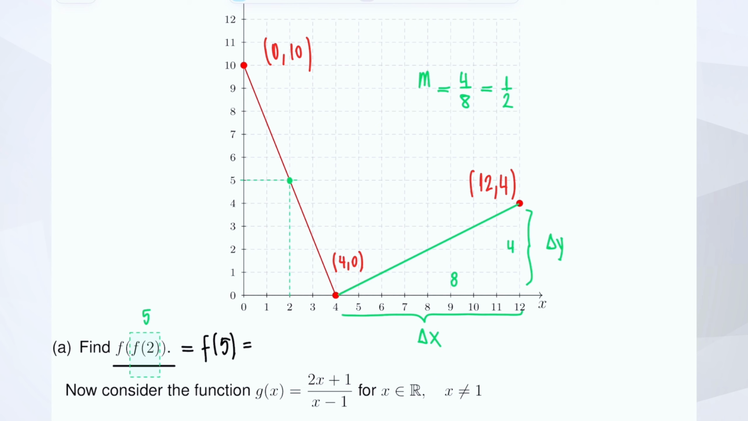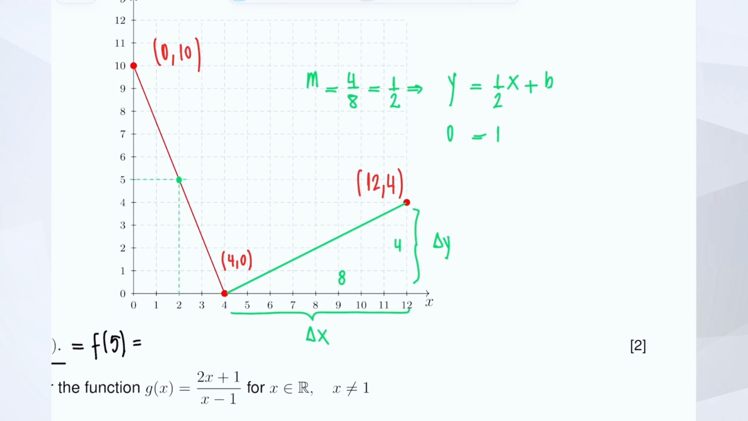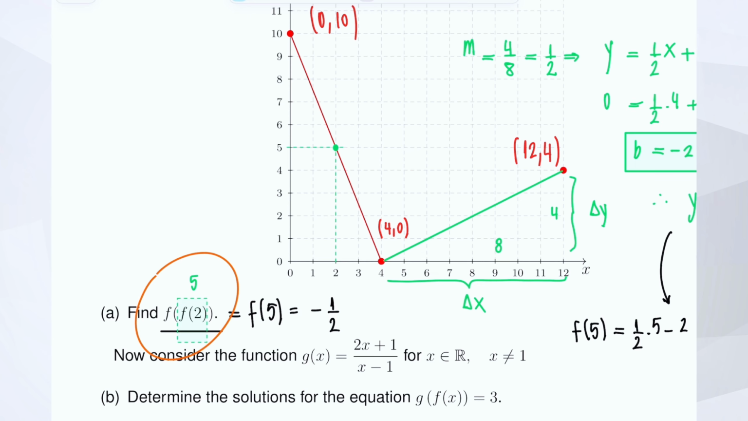And if the slope is 1 over 2, we can finish this by finding b, replacing one point that the line crosses. So that could be 4, 0 or 12, 4. And let me replace 4, 0 just because it's easier. Now we get b equal to -2. Therefore, the equation of this line segment is 1 over 2x minus 2. And this is, of course, valid from 4 to 12. Now we can find f of 5 by replacing 5 into the x value, which gives us -half. So f of f of 2 is -1 over 2.